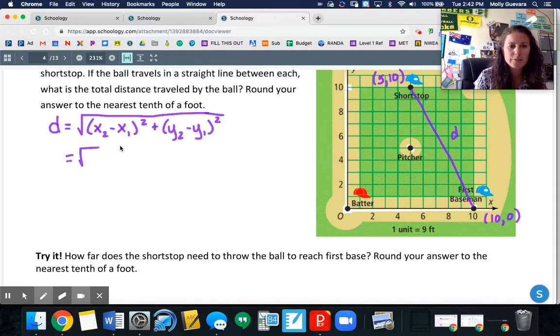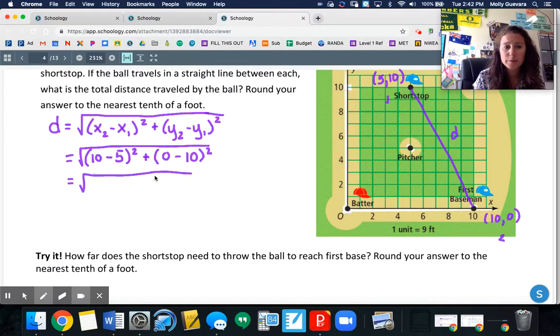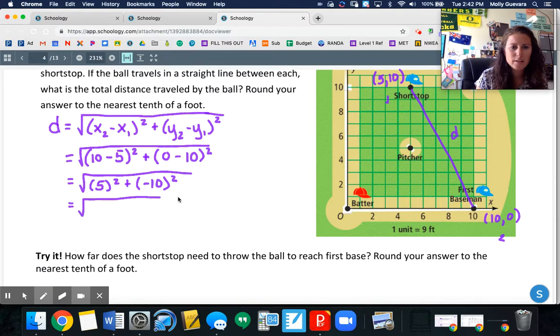So I'm going to start plugging in values. I know 5, 10, and I know 10, 0. I'm just going to call this one 1 and this one 2, okay? It doesn't matter. So x2 in this case is 10 minus x1 is 5 squared plus y2 then would be 0 minus y1 would be 10 squared. So if we keep going, make sure you're always drawing that square root, that radical symbol, okay? 10 minus 5 is 5, so I have 5 squared plus 0 minus 10 is negative 10 squared. Keep going, drawing that square root the whole way.